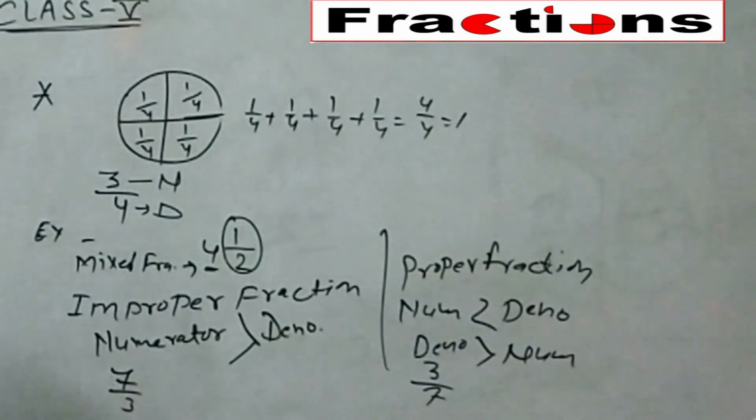Once again, I told you, in an improper fraction the numerator is always greater than the denominator, and in a proper fraction the numerator is always less than the denominator.